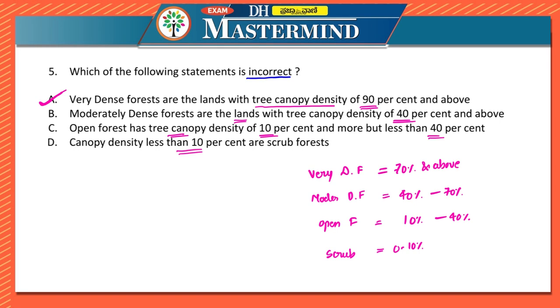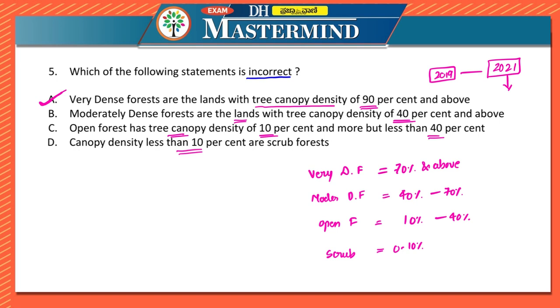So India State of Forest Report, it is a biannual report. So the last report came out in 2021. So for our exams also, this only will be very important. So before that it was in 2019. So in 2023 it is yet to be released as well. So in case of this, they have given different statements also, that is what is the forest cover, what is canopy, etc. In that it will be very important.